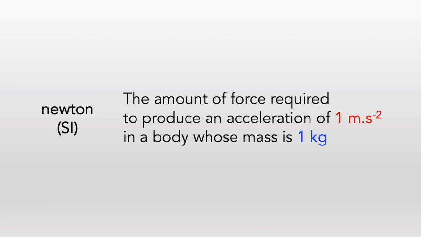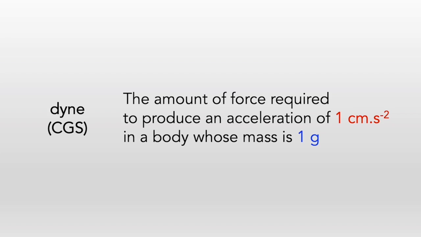It is defined as the amount of force required to produce an acceleration of 1 meter per second square in a body whose mass is 1 kilogram. The CGS unit of force is dyne. It is defined as the amount of force required to produce an acceleration of 1 centimeter per second square in a body whose mass is 1 gram.